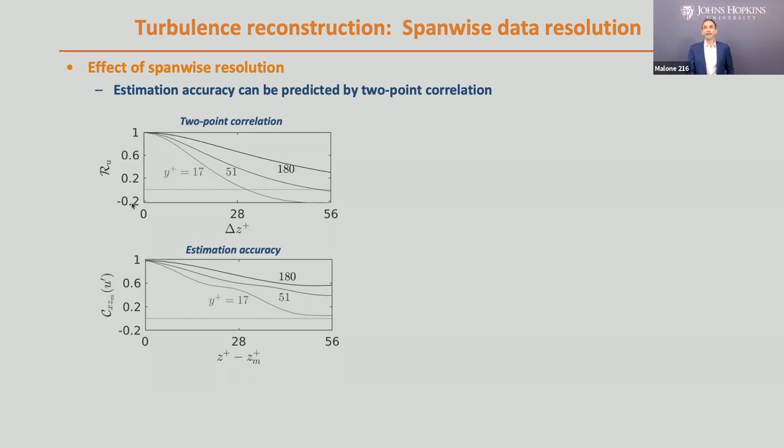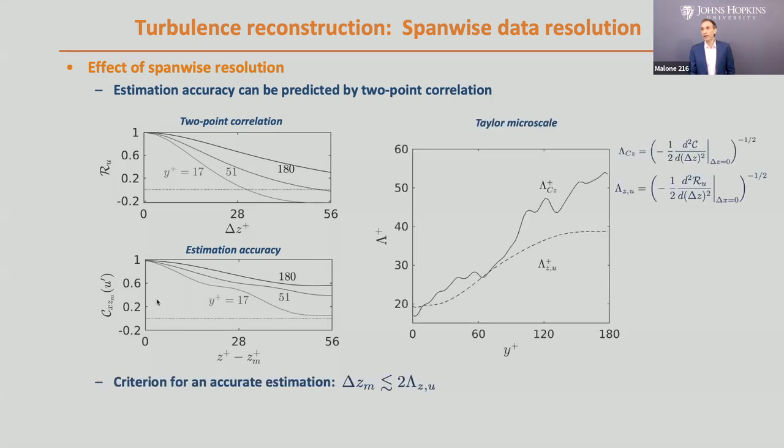Now we can define a length scale from this correlation. We can define a Taylor microscale. And now we can compare a Taylor microscale of the turbulence, how it depends on wall normal distance, that's the dashed line. And you can compute a Taylor microscale from our correlation between the truth and our data. And you have this line. So you can think of it as the domain of dependence of my measurement. Every measurement I have in the span has a span-wise domain of dependence, which is on the order of the Taylor microscale.